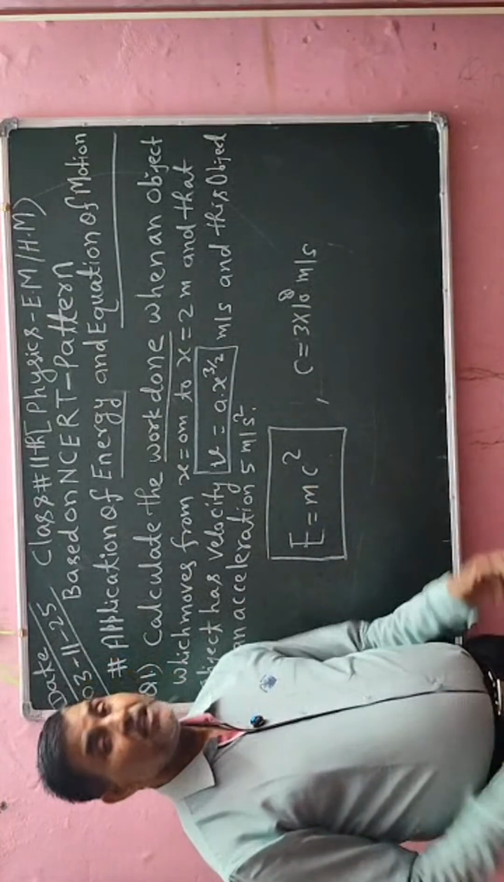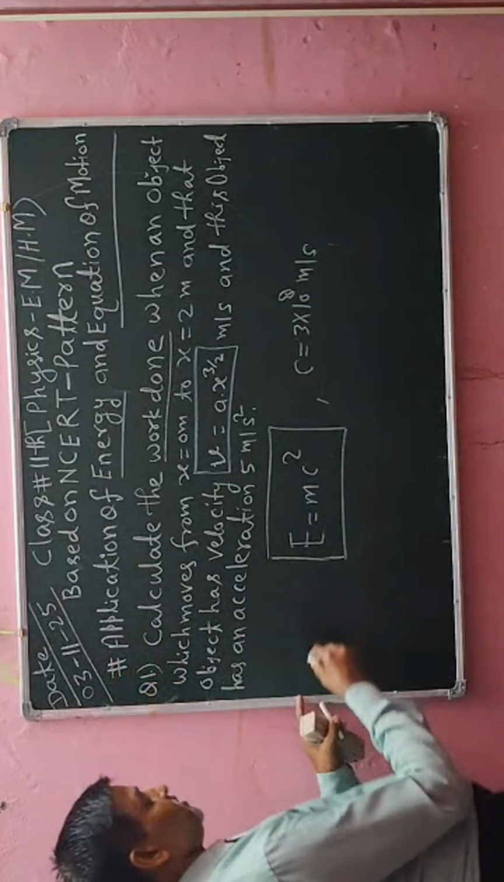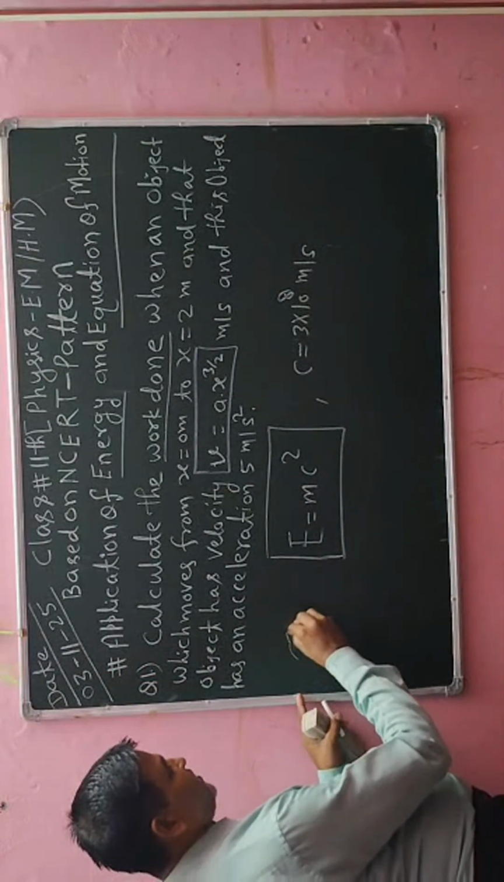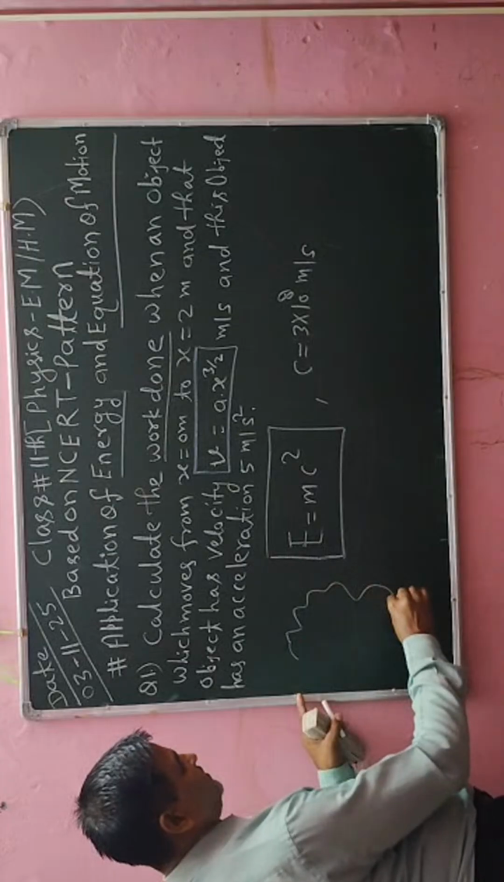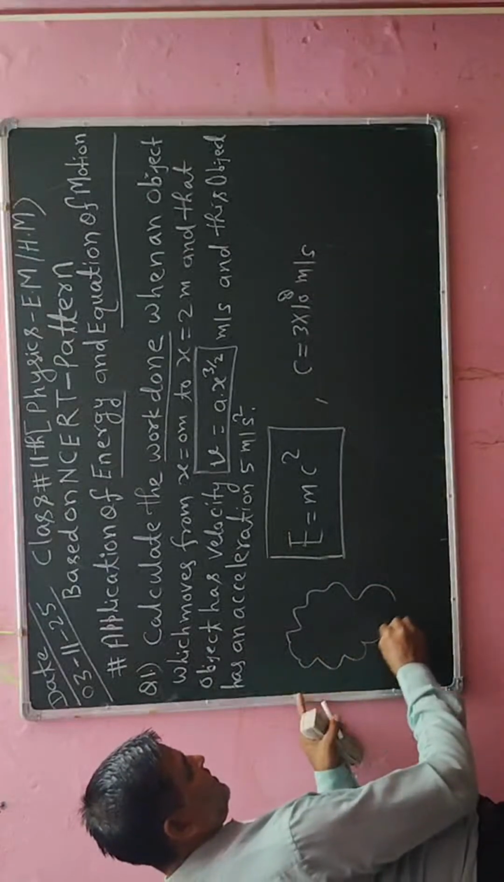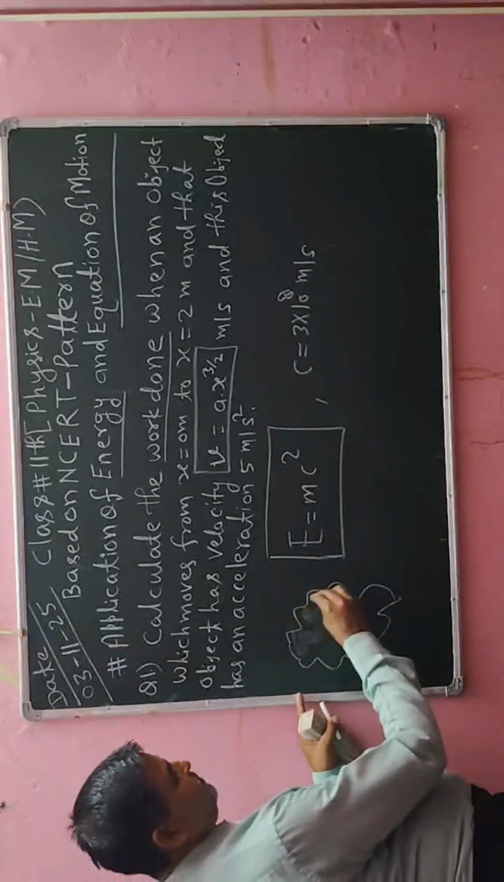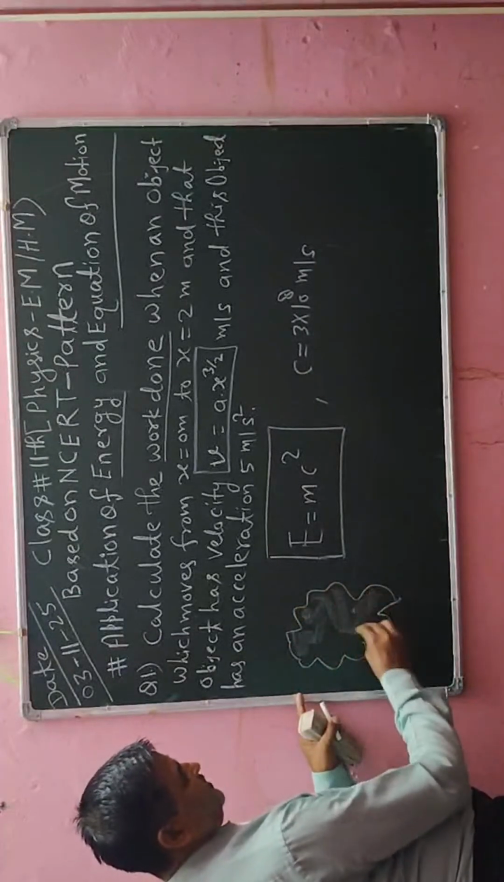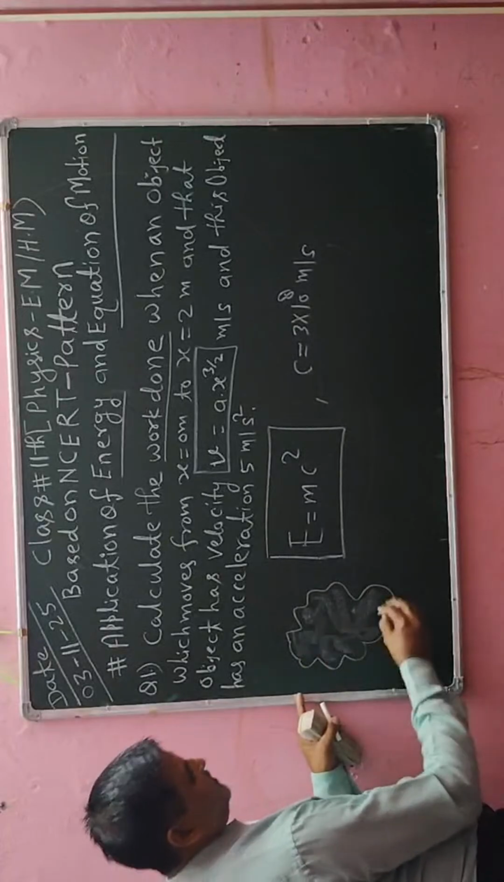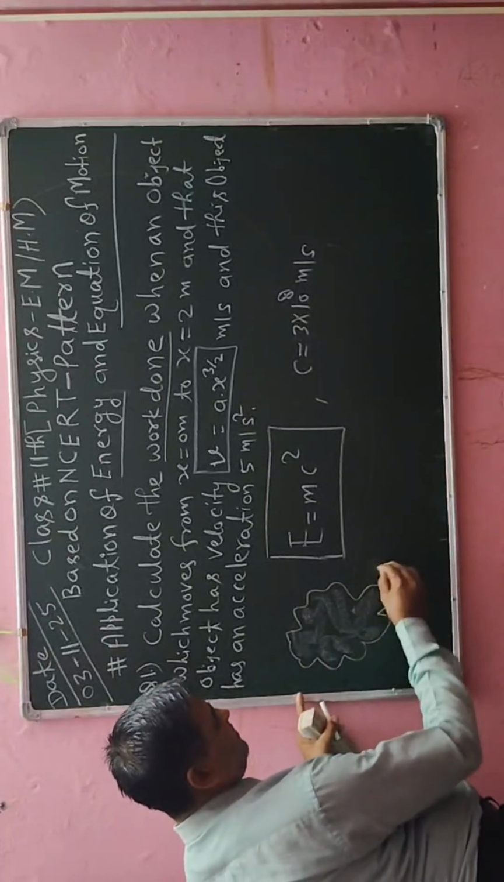It means that in a system, the mass of that object, I am calculating the energy of this system. The energy of this system I am getting constant. In other words, we can say that this is a system.